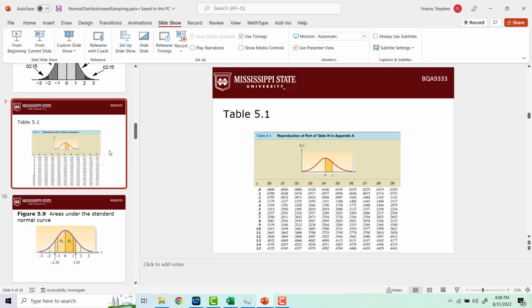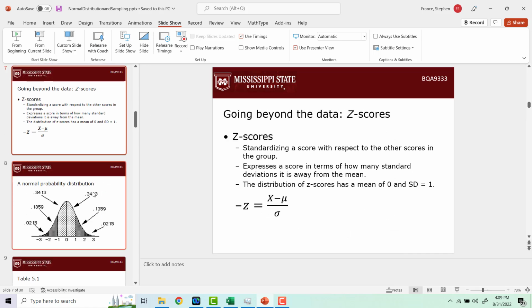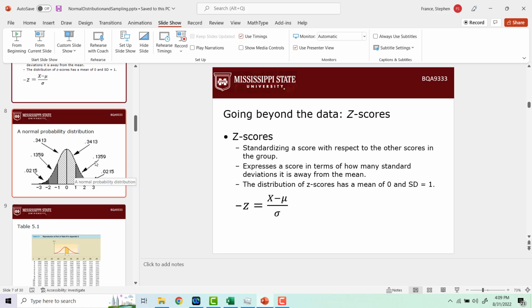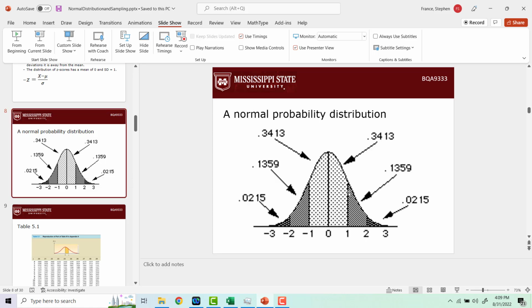And what we can do is we can relate certain z-scores to certain probabilities. So if we have a z-score, say a z-score of 1, we can know that there's basically this amount of probability less than the z-score, and this amount of probability which is going to be more than the z-score.